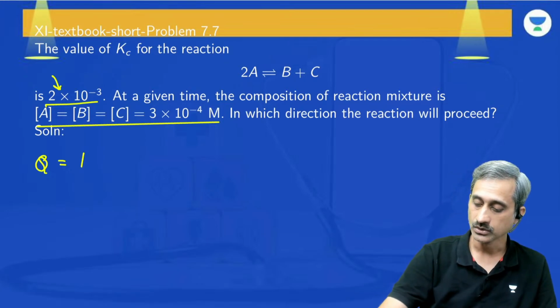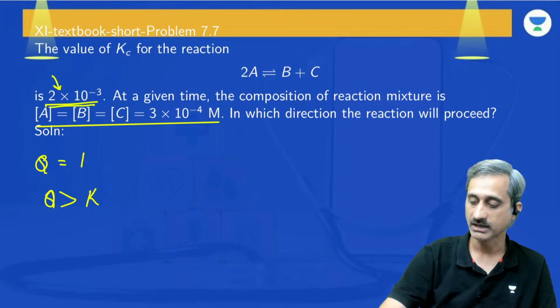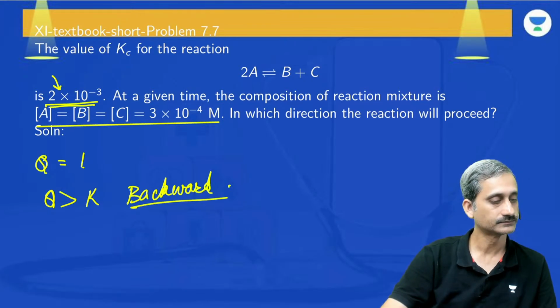Okay. Now Q is greater than K. K value is 2 into 10 to the power minus 3. Q value is 1. So reaction would be going backward. Any problems, anybody here?